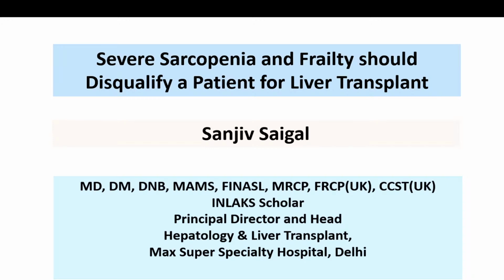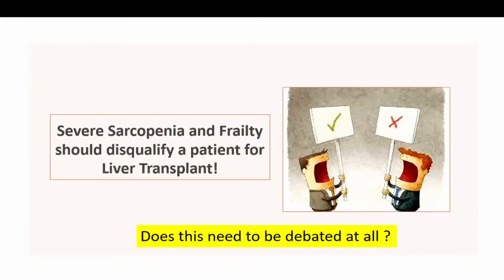I really think this is an extremely important topic. The point to discuss today is that severe sarcopenia and frailty should disqualify a patient for liver transplant. The topic itself is self-explanatory, and I don't think many would venture to embark on a liver transplant in a very sick patient who is severely sarcopenic and frail. So one may ask why debate at all. This is straightforward, because most centers would not like to take such a patient.